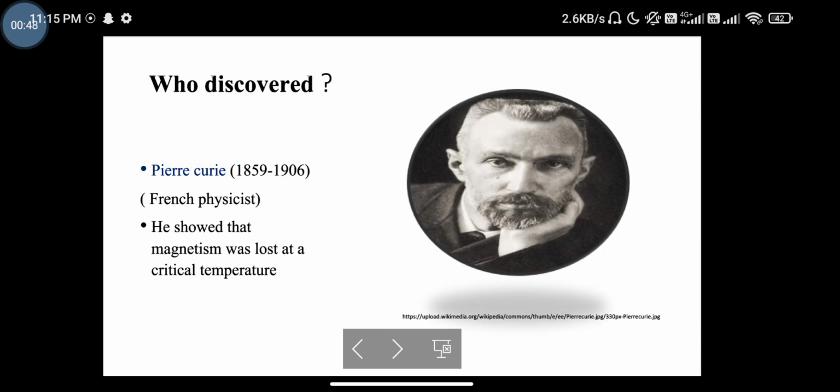So who discovered the Curie temperature? Pierre Curie, a French physicist, discovered the critical temperature. He showed that magnetism was lost at a critical temperature, which is known as the Curie temperature.